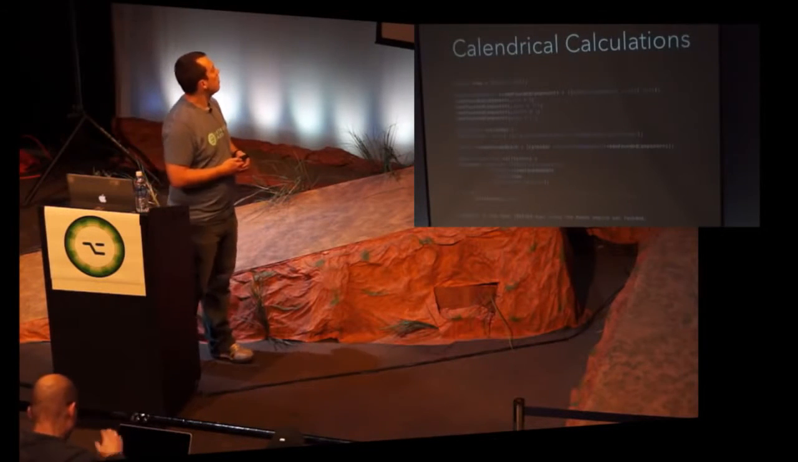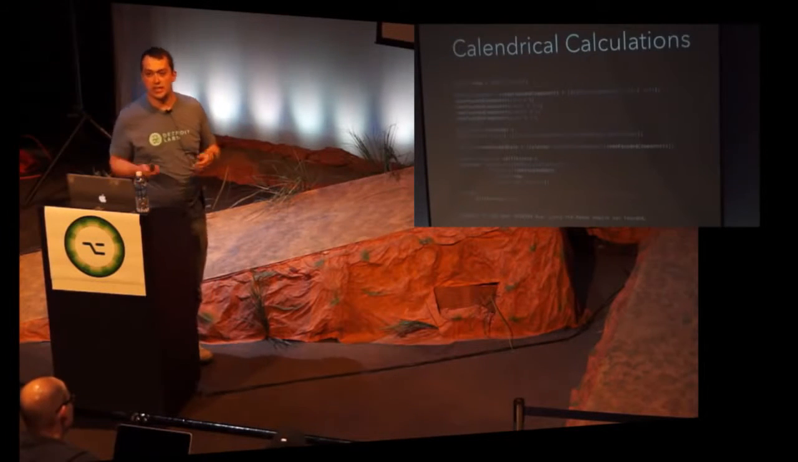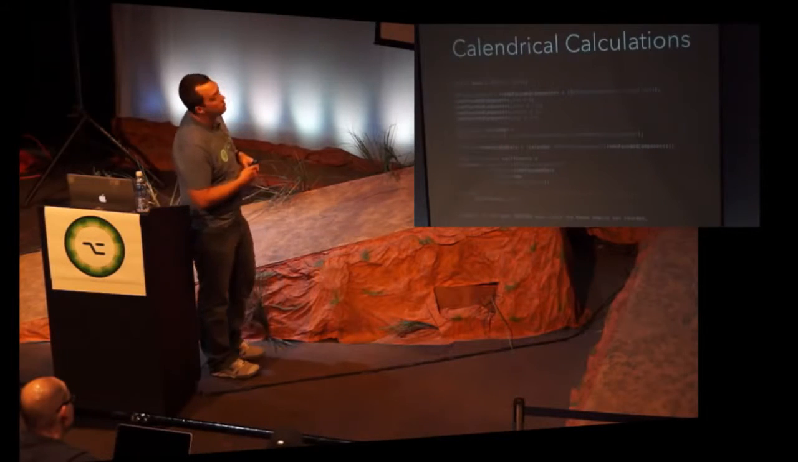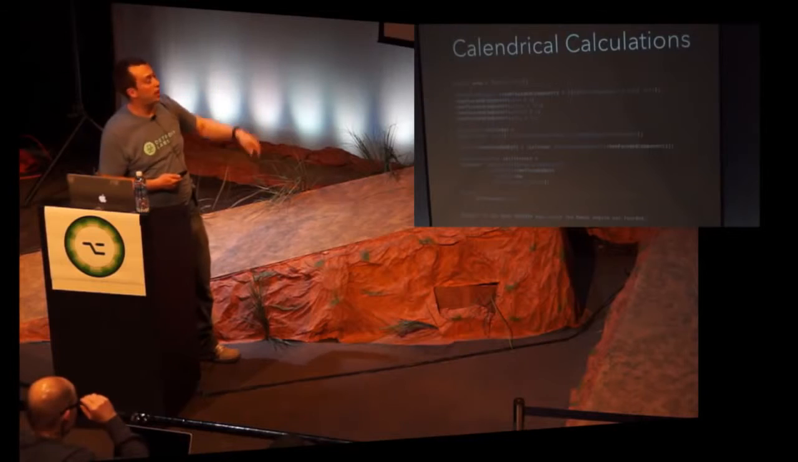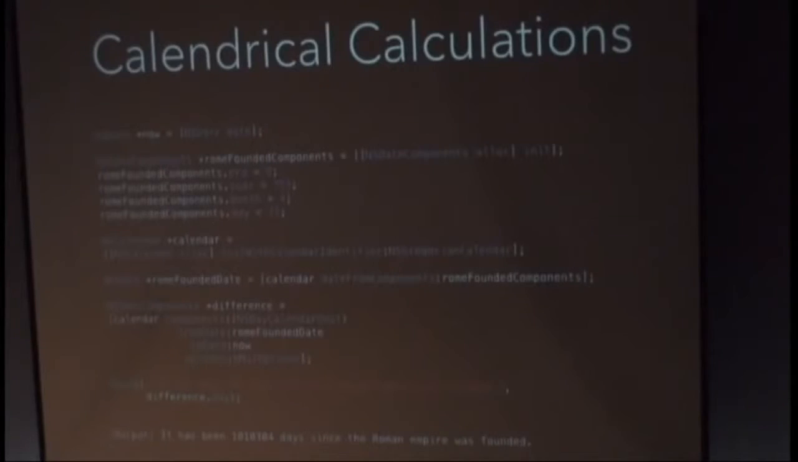Now, here's another example. I'm going to make a date, which is now. So if you call NSDate date, you just get the current date. And then I'm going to make a date components for when Rome was founded. So in this case, the era is 0 because it was BC. And the year is 753. It's April 21st, right? So then I get an NSDate that represents when Rome was founded.